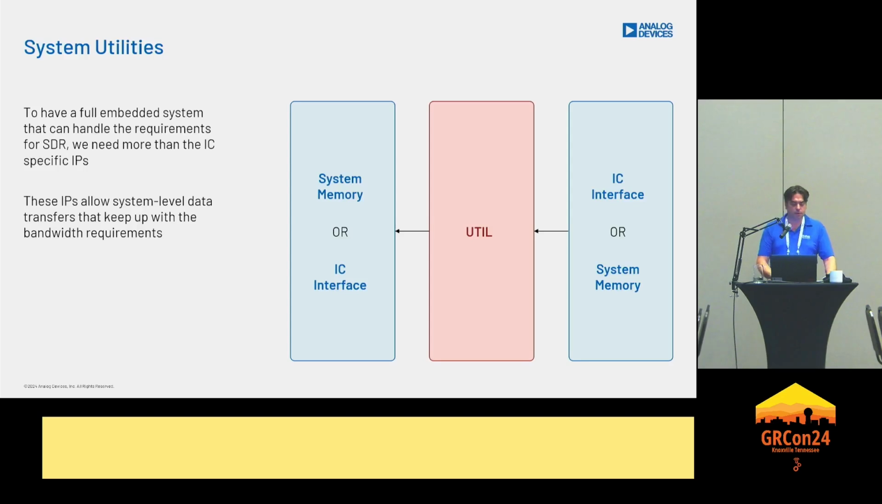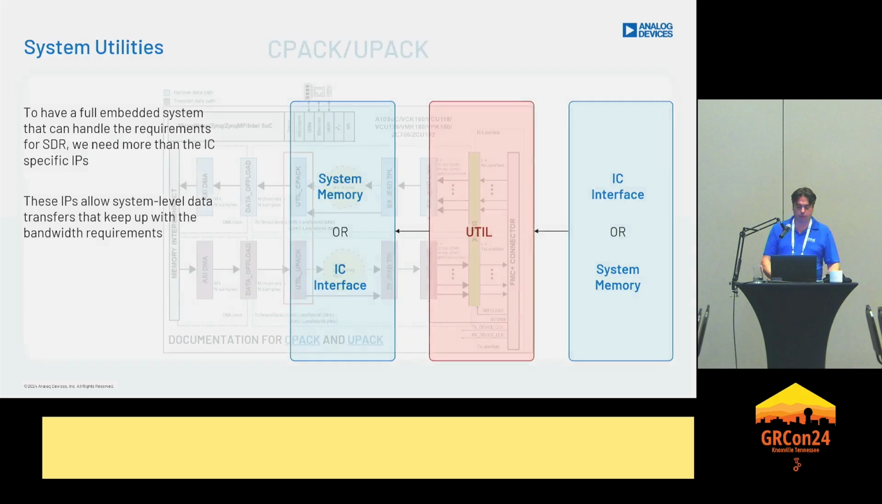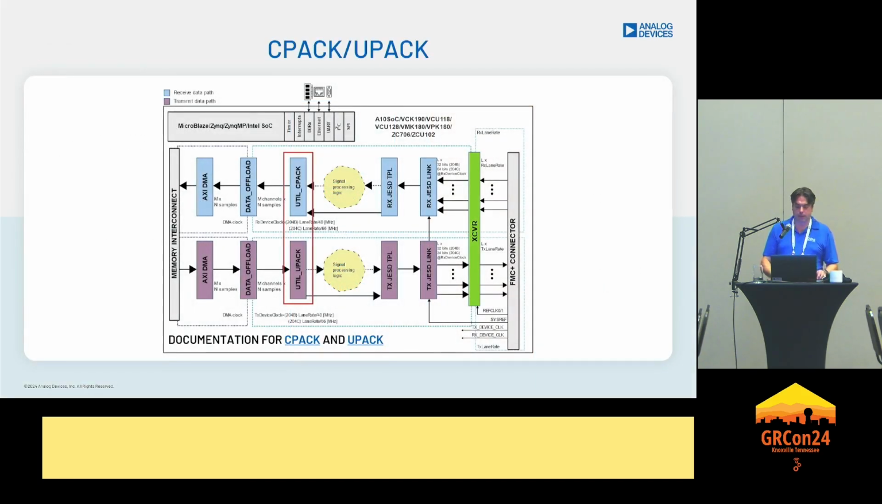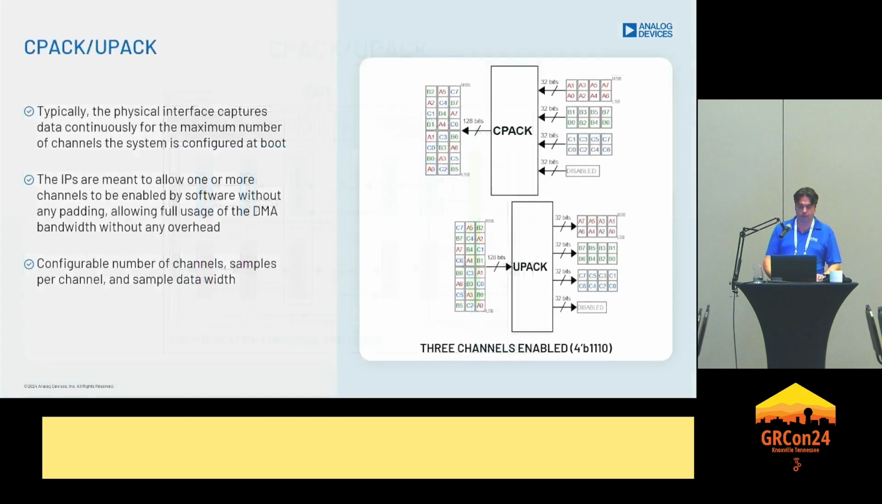Some of the system utilities that we use besides the three layers: there is the CPAC and the UPAC core, and what it basically does. Typically the physical interface captures data continuously for the maximum number of channels the system is configured with at boot. The pack or unpack IP are meant to allow one or more channels to be enabled by software without any padding, allowing full usage of the DMA bandwidth without any overhead.